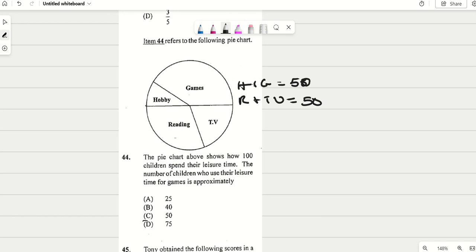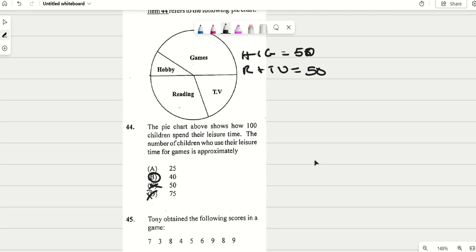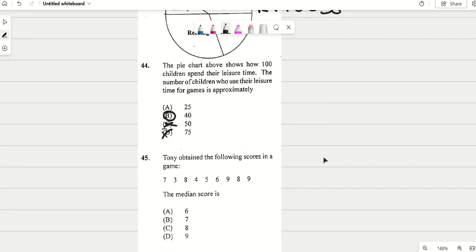Now, if we look at this, we're looking for a number that is less than 50. So it would not be 75, right? It would not be 50. So it's either A or B. But we want something that's a little bit more. It would not be 25 because if it was 25, it would have come straight down. So games is B, 40. So for this one, you have to use a process of elimination and what you know, right? So B would have been the most logical answer.